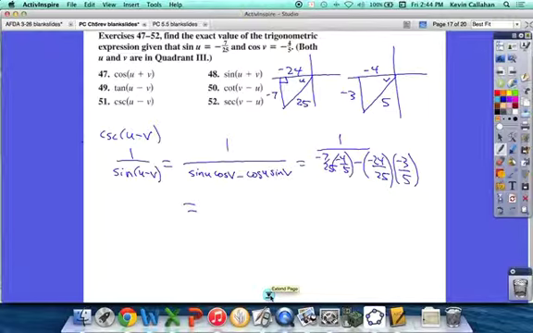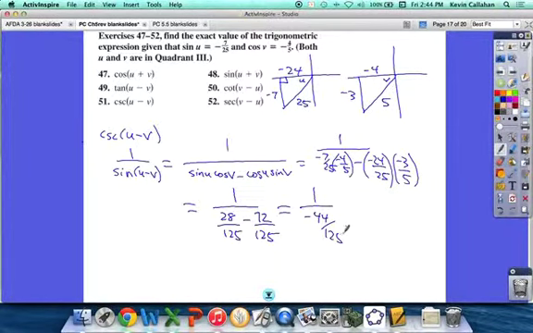Okay, so that is going to be positive 28 over 125 minus positive 72 over 125. Which would be 1 over 28 minus 72, negative 44 over 125, which is negative 125 over 44.